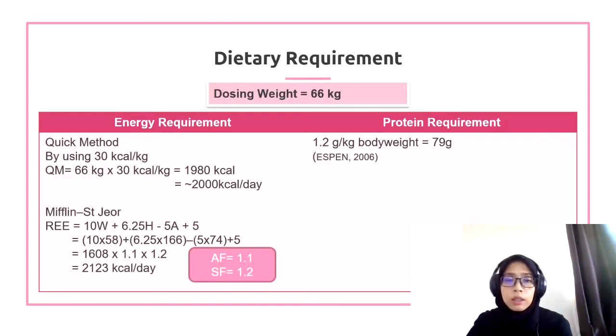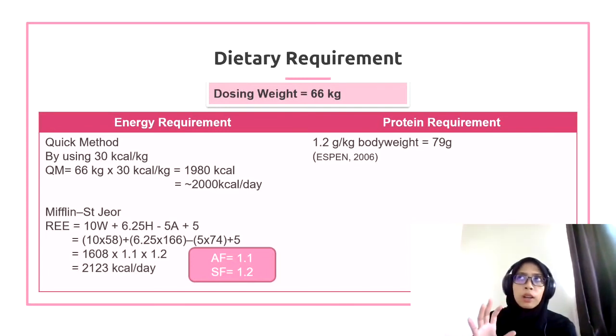Okay, for the dietary requirement, using a dosing weight of 66 kilograms, the energy requirement using the quick method with an energy factor of 30 kcal per kg shows that the patient's energy requirement is around 2000 kcal per day. However, using Mifflin-St Jeor with an activity factor of 1.1 and a stress factor of 1.2, the patient's energy requirement is around 2100 kcal per day, which is only a 100 kilocalorie difference.